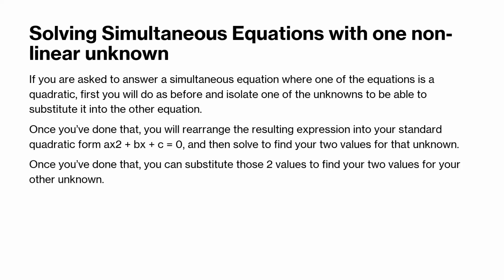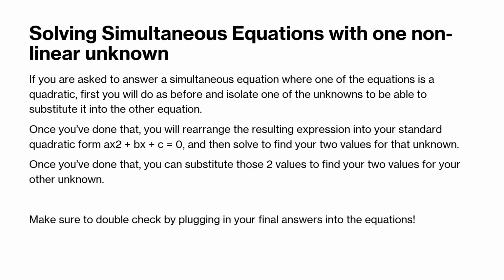Then, once you've done that, you have your answers for x, two answers as always. You can plug them into your second equation, the equation you've made for y, to get your values for y. Once again, you should have two answers for x and two answers for y. Once you've done all that, make sure to double check by plugging your answers into the equations to make sure that they match.